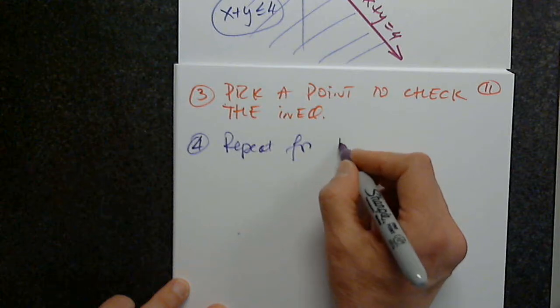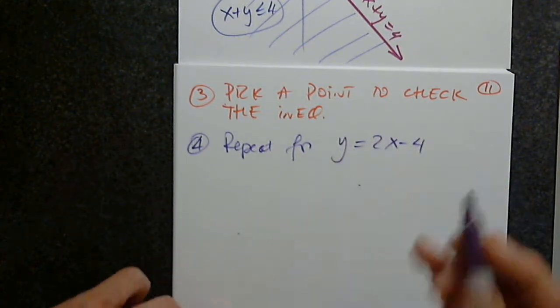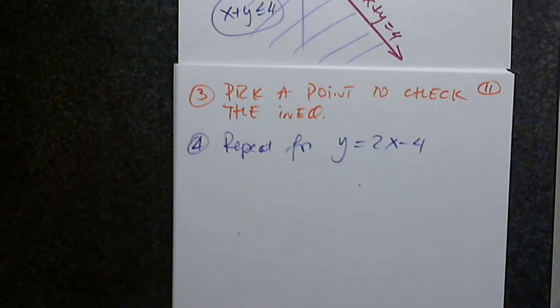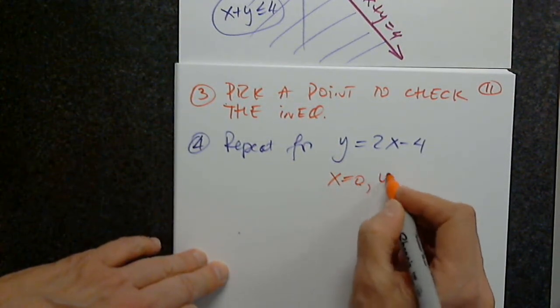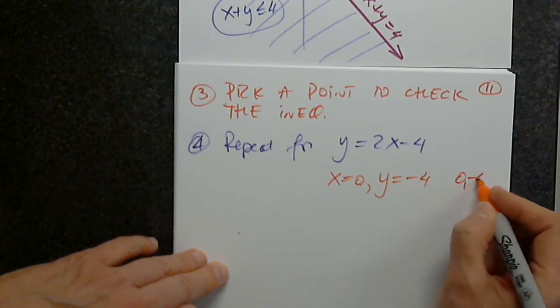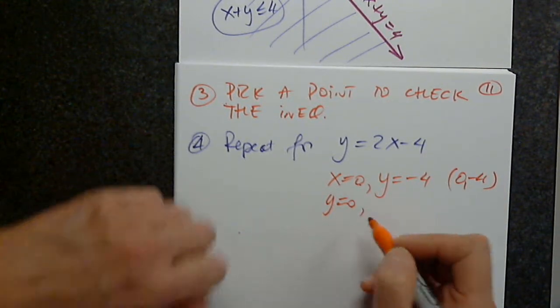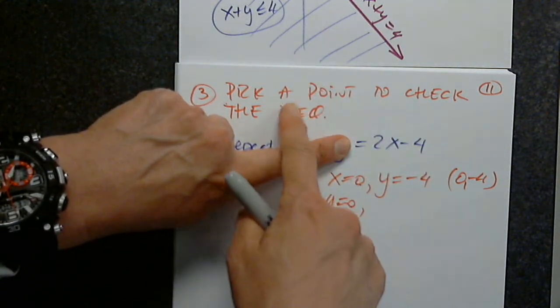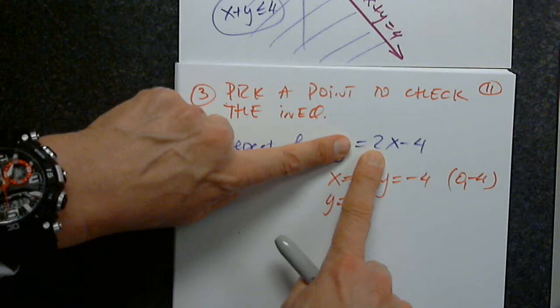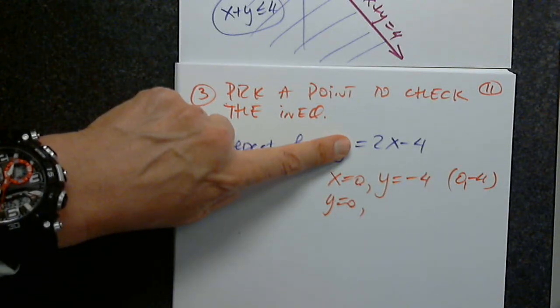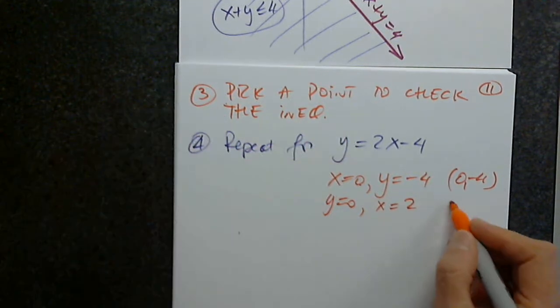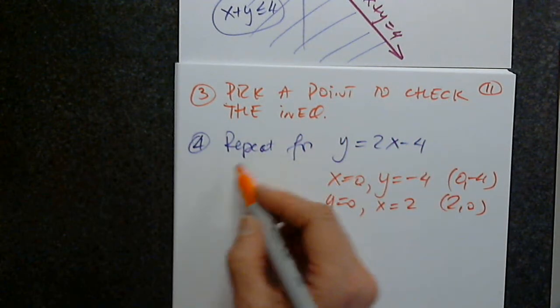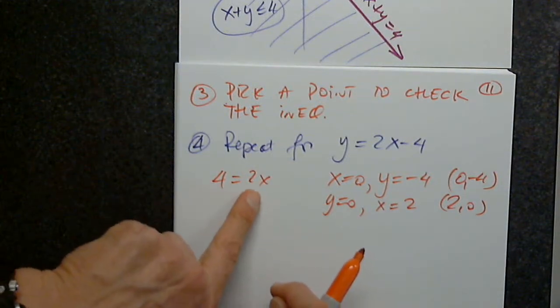Y equals 2x minus 4. When x is 0, how much is y? Negative 4. 0, negative 4. When y is 0, think for a moment, don't rush, move negative 4 to the other side, and divide by 2. Very good, thank you, Michelle. So this is 2 comma 0. You move 4, so 4 equals 2x, therefore x is 2.